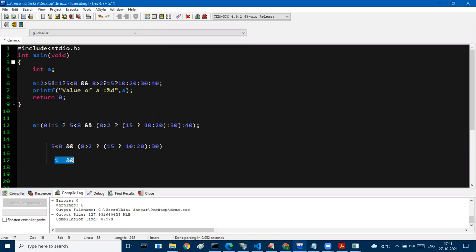So that's why the expression now becomes 0 not equal to 1. 0 is not equal to 1, so that means this is a true value. So as a part of the true value, expression 2 will be evaluated.